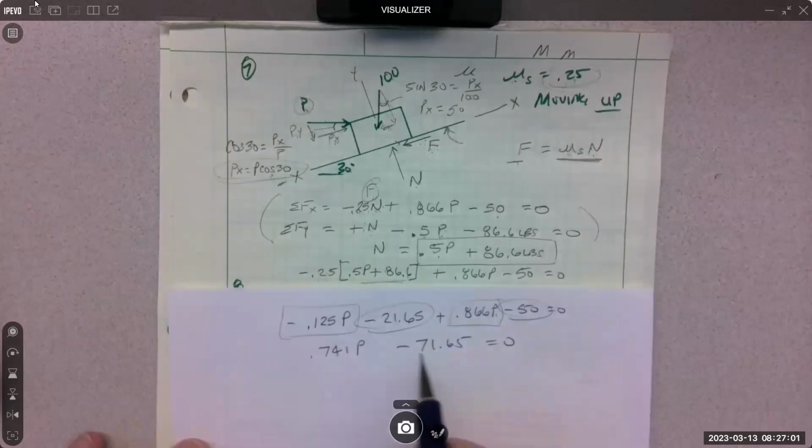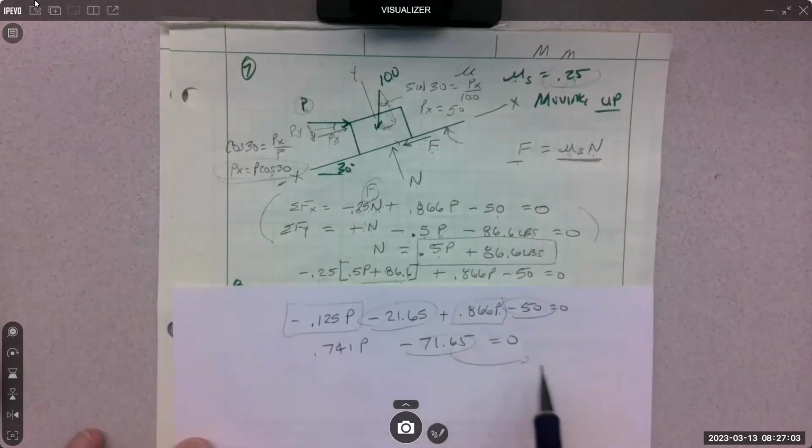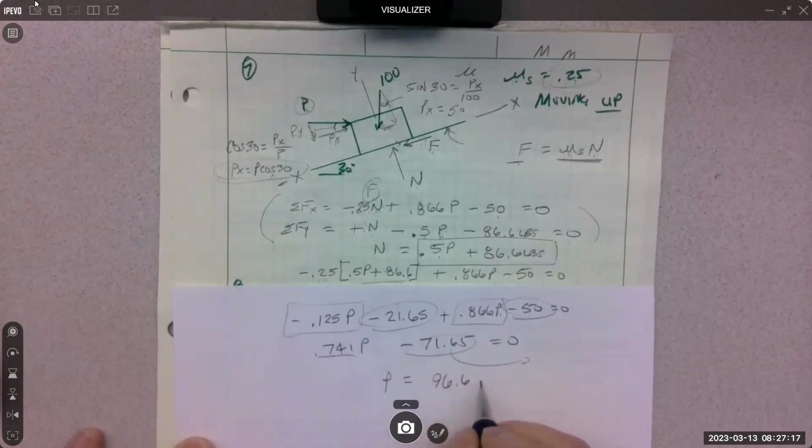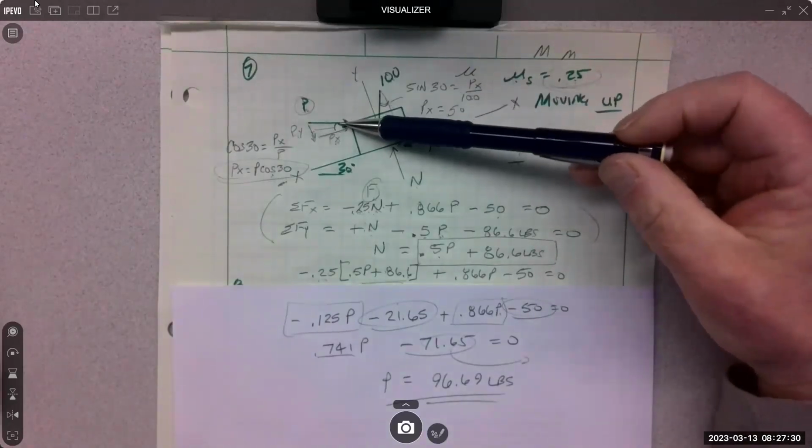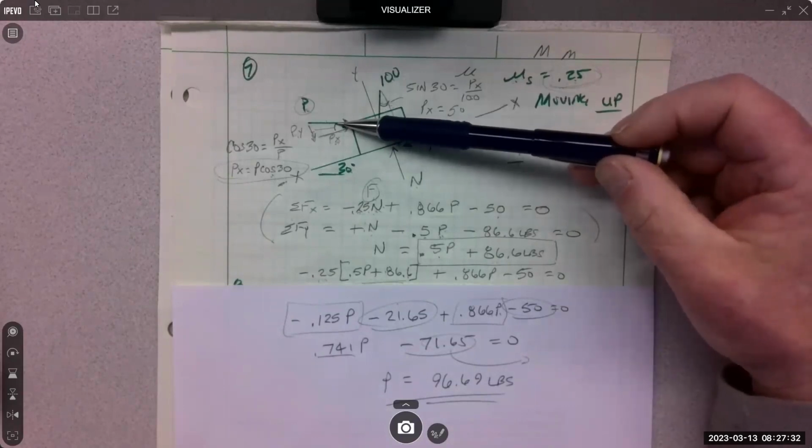And then how do we solve this? Move this to the other side and divide by the 0.741. So P equals 96.69. 96.69 pounds to push on this thing to get it right before it moves.